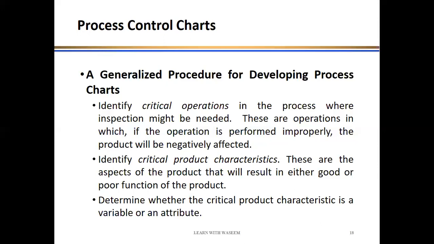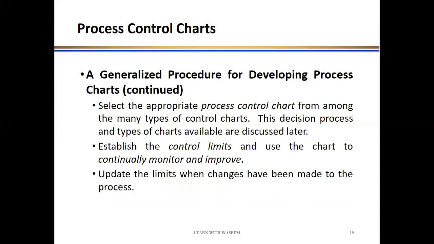The third one is to determine whether the critical product characteristic is a variable or an attribute, because we will use different process charts for variables and attributes, so we should know the differentiation between these two. The fourth one is to select the appropriate process control chart. After knowing whether the product characteristic is a variable or attribute, based on that we will select the appropriate process control chart from among the many types of control charts. This decision process and the types of charts available will be discussed in the coming slides.